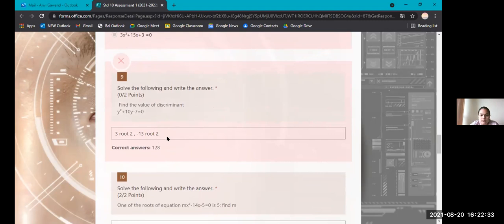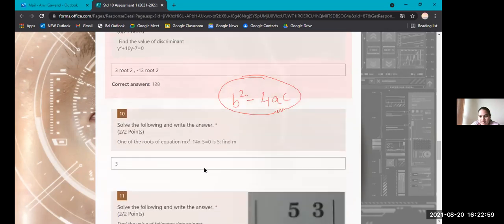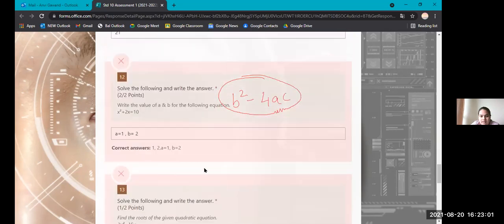So many on discriminant. Solve the following and find the value of discriminant. Again, b square. I did this and I got 3 root 2 and minus 13 root 2. So I wrote. See, I had told you, discriminant means this, b square minus 4ac. They did not ask you to find the value. I did it, minus b plus minus root upon 2a. That is to find the roots, not discriminant. This is 1 mark. You did a very long method.